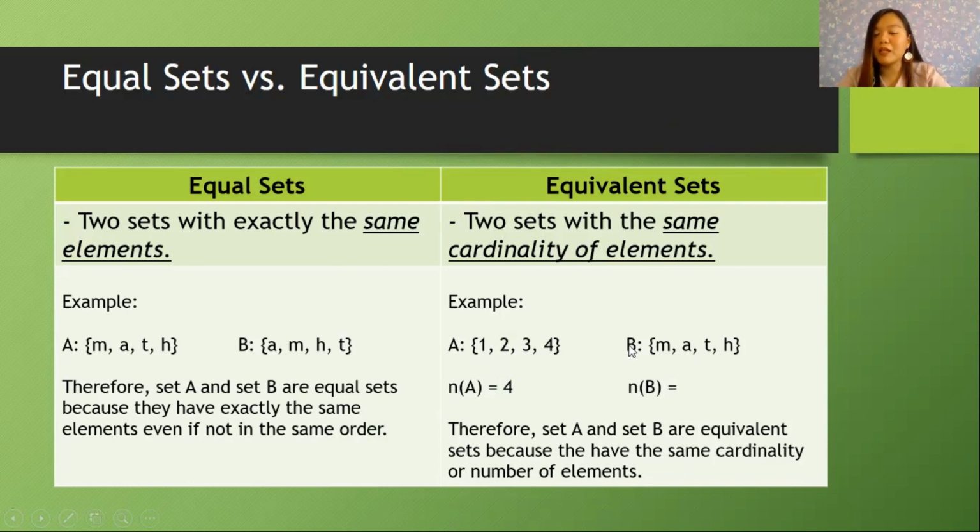While in set B, the elements are the letters from the word math. We have M, A, T, H. What is the cardinality of that? Correct, 4. But the number or the cardinality of set B is 4. Therefore, set A and set B are equivalent sets because they have the same cardinality of numbers or elements.